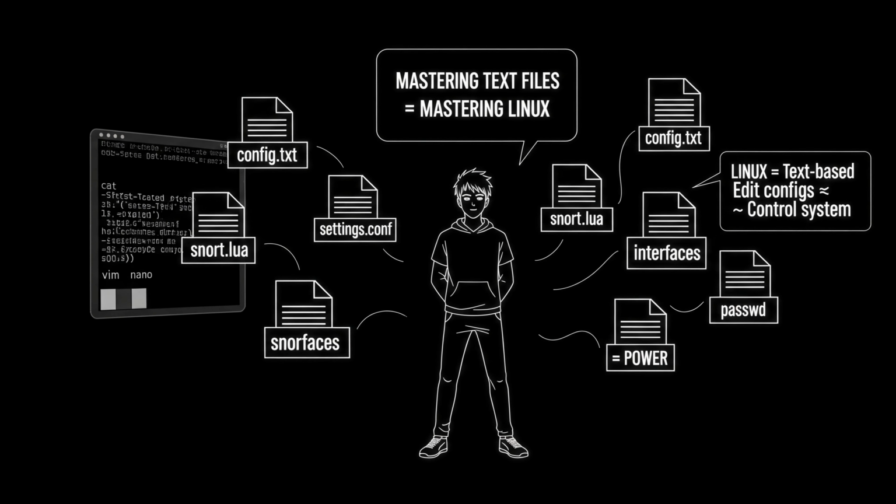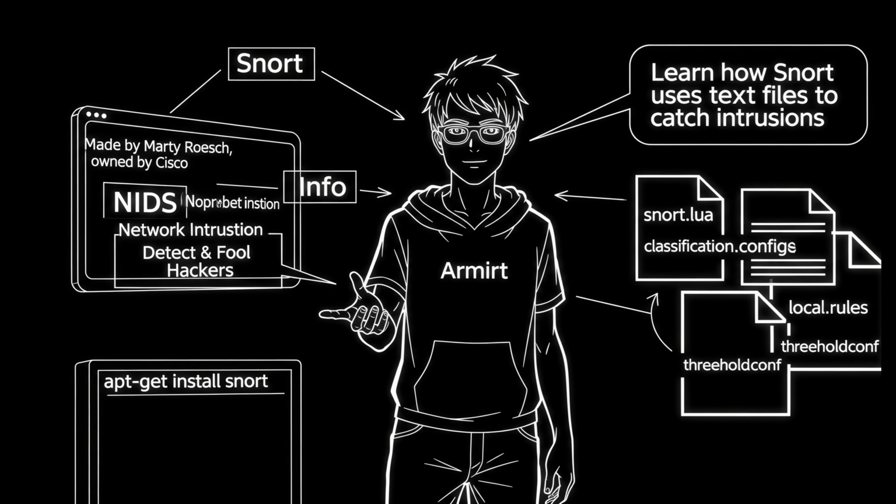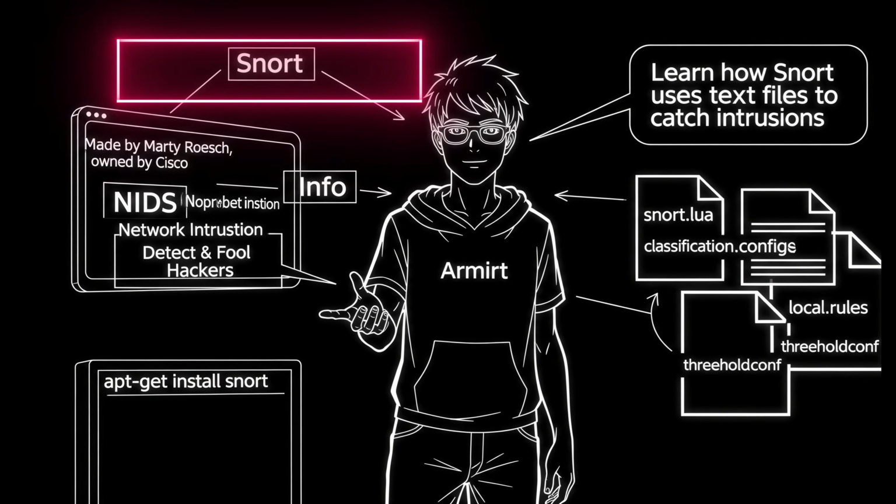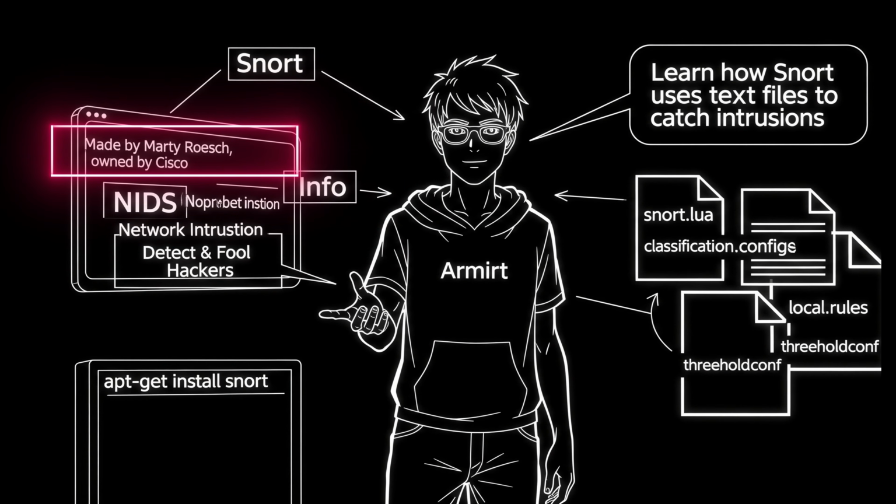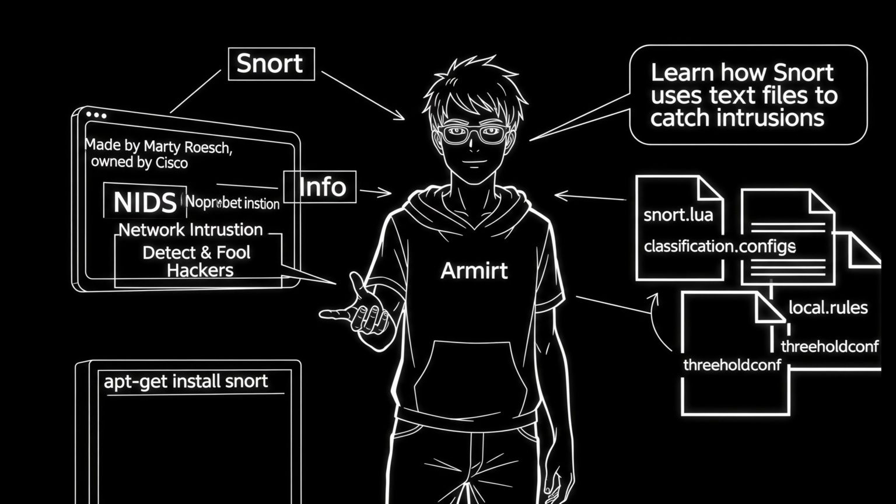Because there are so many text files in Linux, learning how to work with text is very important, especially if you want to manage Linux systems and Linux applications. In this series, you'll learn different commands and techniques for working with text in Linux. For the examples, I'll use files from the world's best network intrusion detection system called Snort. Snort was first made by Marty Roesch and now it's owned by Cisco.